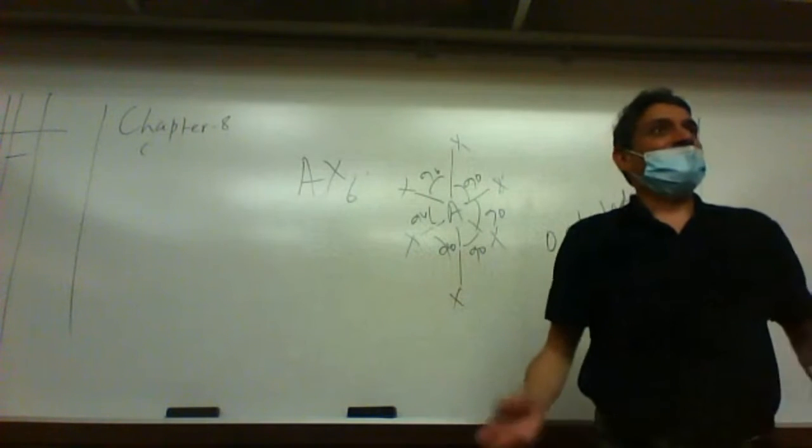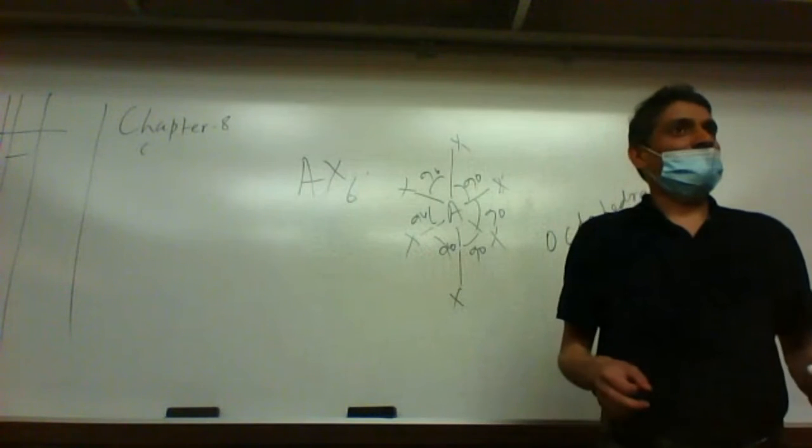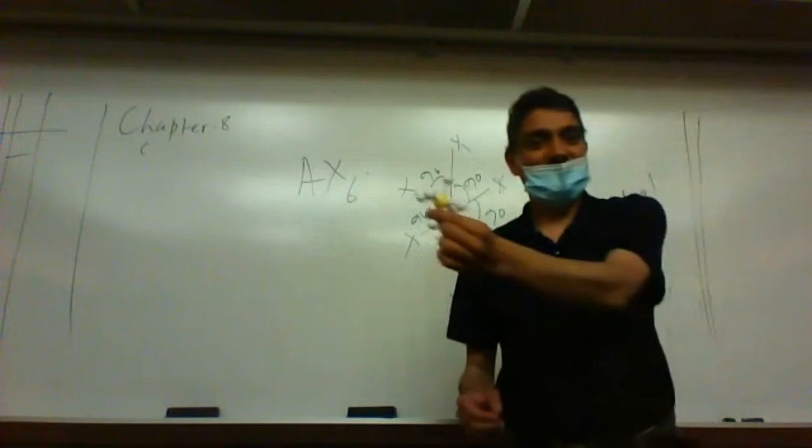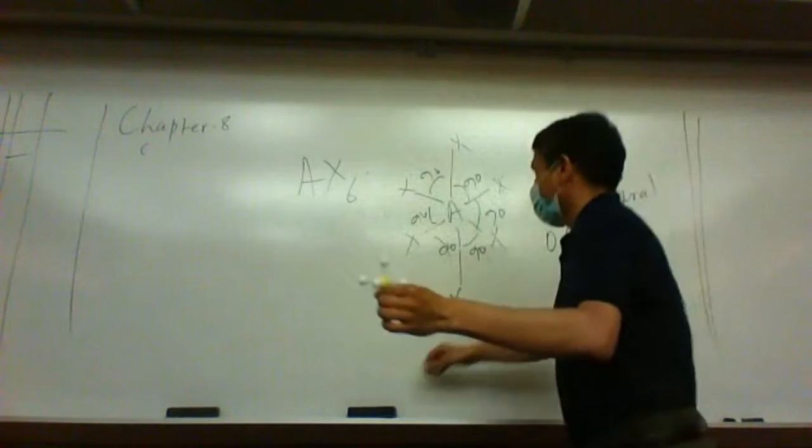So the angle between the electron pairs is 90, 90, 90. So this is called octahedral. Yeah, this is SF6. So if you write the structure, that's SF6.